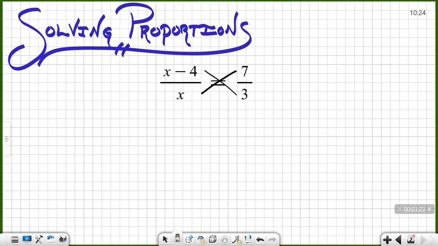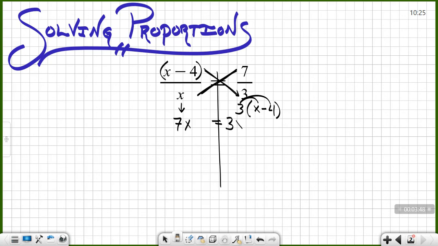In this case, I'll do 7 times x. I'll come across here, 7 times x, and I'll get that result, which is easy, 7x. The other side, not so easy, but let's do it anyway. We've got to remember this is the group x minus 4. And if I come across to multiply with 3, I'm really looking at 3 times x minus 4. And I've got to distribute that. When I do that, I find that I'll get 3x minus 12.